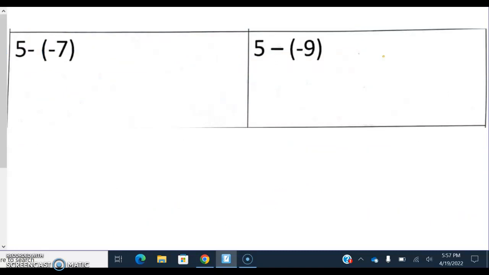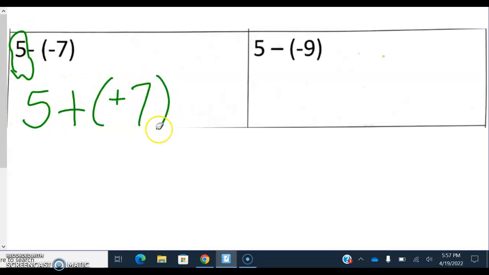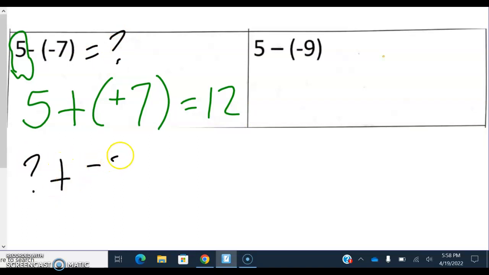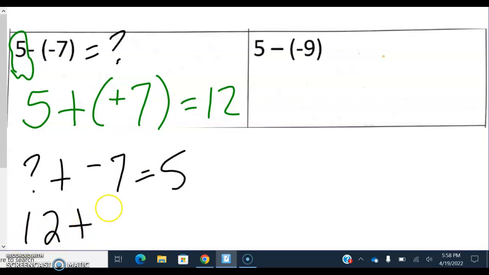Let's look at this one. Here we have 5 minus -7. So I want to force field that 5, add the opposite. The opposite of -7 is +7. 5 plus 7 is 12. If I use my fact families and say question mark plus -7 equals 5, well, 12 plus -7 does equal 5. So how do I know I'm right? 12 would have to be that answer.